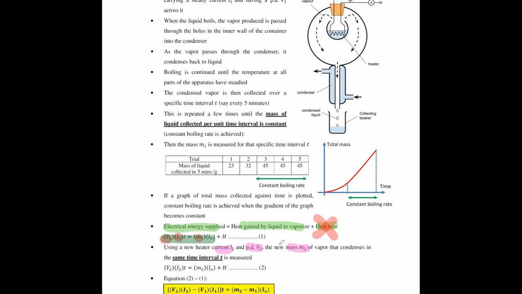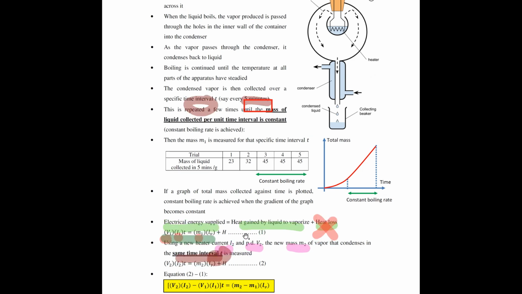Okay, so you collect the new mass of liquid that has converted to gas or vapor, but make sure that you collect it over the same time interval t. If you look at the previous portion here where you first conducted the experiment, you collected the condensed liquid every 5 minutes. When you repeat the experiment using a different power setting, different current, different power, make sure you're using the same time interval too. If you did it over 5 minutes, you must also use 5 minutes too. Okay, there's a reason for it, which will be explained later.